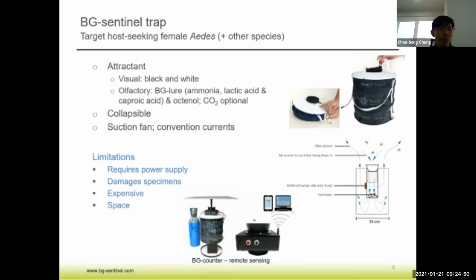Damaged specimen, expensive. For those of you who have been to the BG web page itself, at the moment I think it costs about 150 to 200 euro. So it's not cheap, and depending on where you place them, it may require certain space to be deployed in.